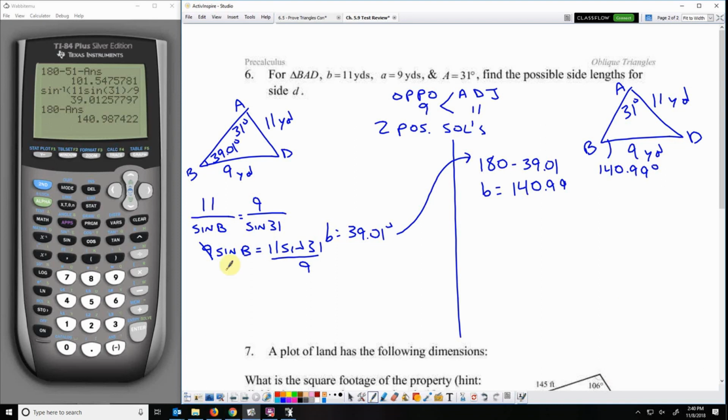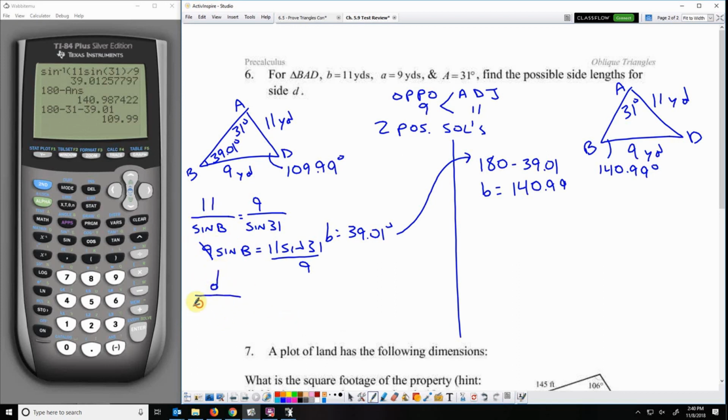Okay, we can get angle D over here by subtracting these two from 180. So 180 minus 31 minus 39.01. So 109.99 degrees would be angle D here. Then I can find side D.